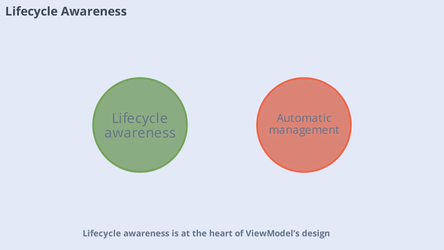Lifecycle awareness is at the heart of ViewModel's design. By being aware of the activity or fragment's lifecycle, ViewModel can automatically manage its own creation and destruction. This means you don't have to manually handle saving and restoring data, which reduces bugs and makes your code cleaner. Lifecycle awareness is what allows ViewModel to provide such a smooth user experience.